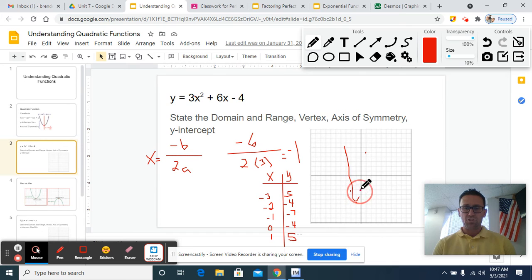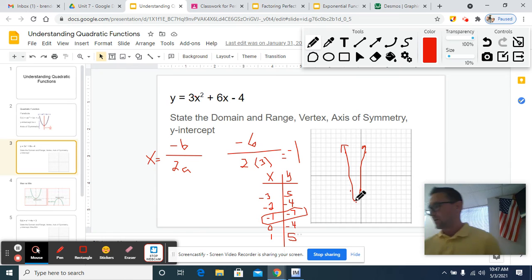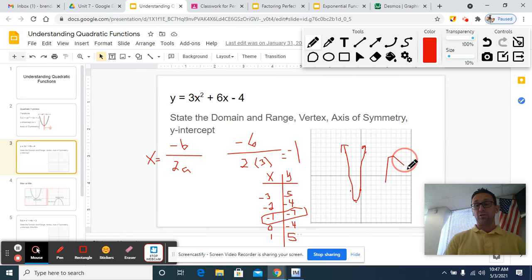So I'm going to have a U shape. Okay. Doesn't look so nice. Sorry about that. So my vertex is this point. That's my minimum value. Now, it might look like this, and then I have a maximum. You have one or the other. But that's my vertex. The axis of symmetry we already determined was x equals negative 1. That line goes through that parabola halfway.